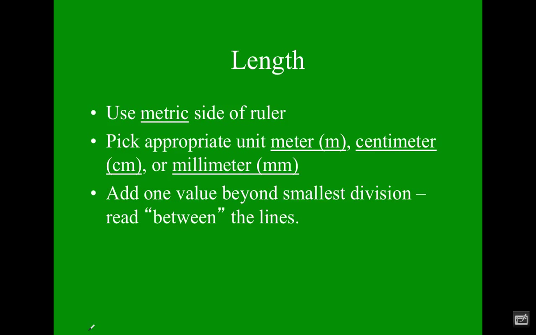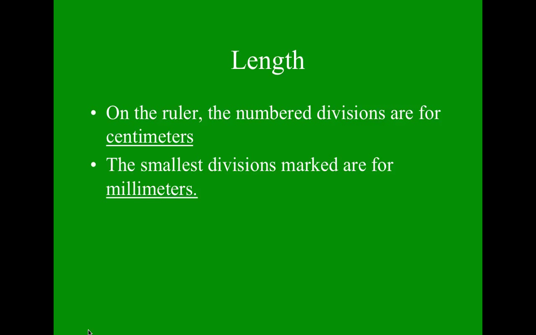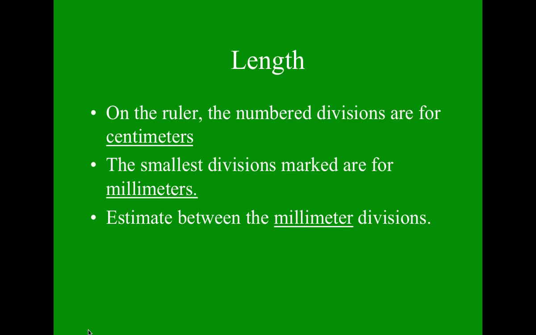So, like I said before, on the ruler, the numbered divisions are for centimeters. So the smallest divisions on any of our measuring devices are for the millimeters. So when we make our guess, we are actually guessing and estimating in between the millimeter divisions. So let's show what this actually does.